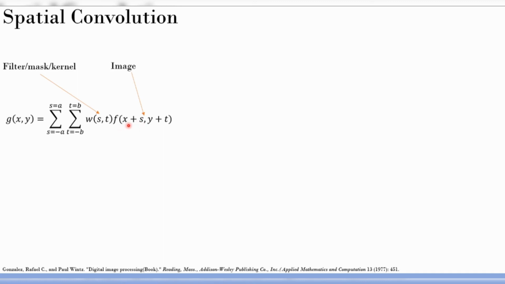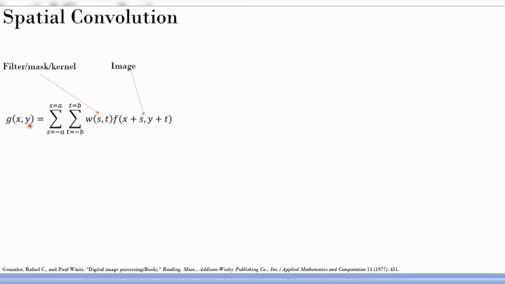So we slide the image or the kernel, and each time you multiply. There is a multiplication happening between the pixel intensities. W is an intensity at S and T, F is an intensity at X plus S and Y plus T. You multiply that, and then continuously sum each of those multiplications. You slide the kernel, multiply, and add to a common value. After sliding, again multiply and add to the previous. It is something like a multiply and accumulate function, and you get the final image like that.